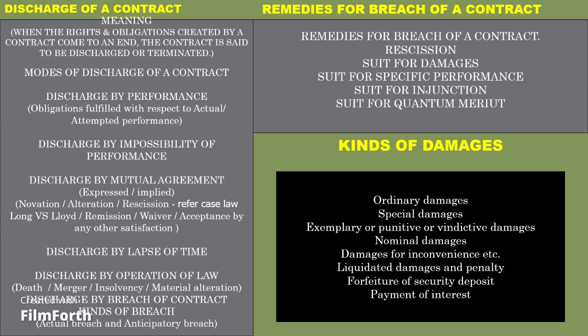Next point. Liquidated damages and penalty. Where the parties to a contract specify a certain sum in the contract, which will become payable as a result of breach, such specified sum is called liquidated damages or penalty. If the specified sum represents a fair and genuine pre-estimate of the damages likely to result due to breach, such specified sum is called liquidated damages. If the specified sum is disproportionate to the damages which are likely to result from breach, such specified sum is called a penalty. In India, damages shall be restricted to a reasonable compensation not exceeding the specified sum.